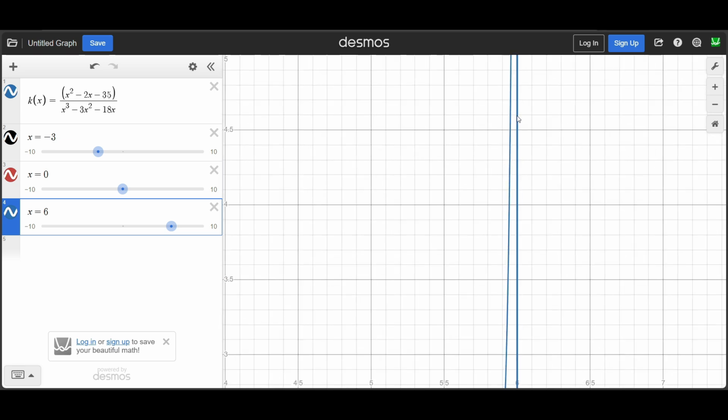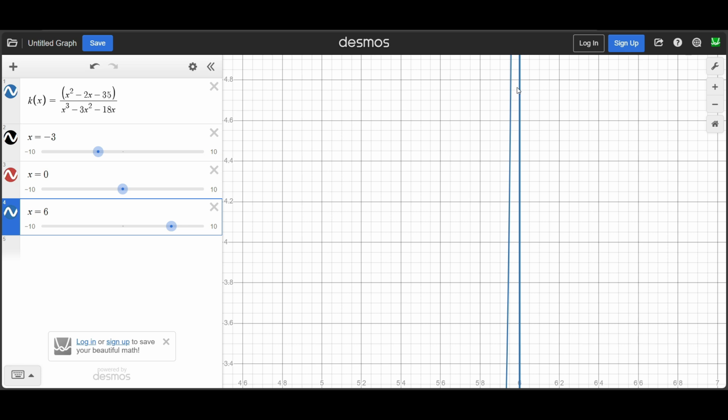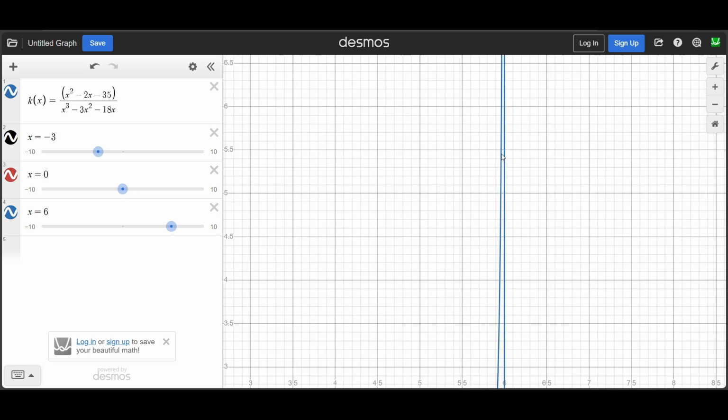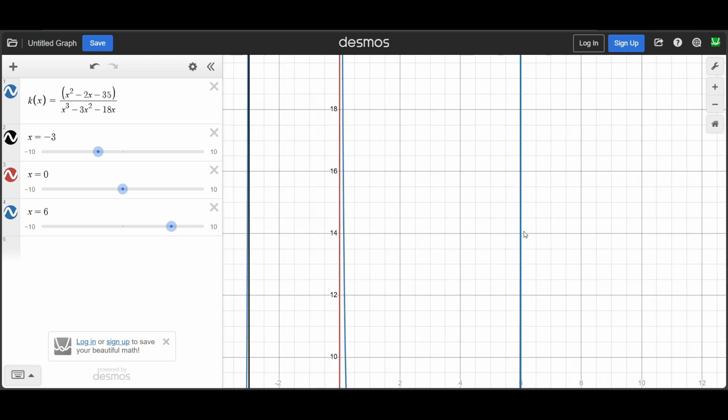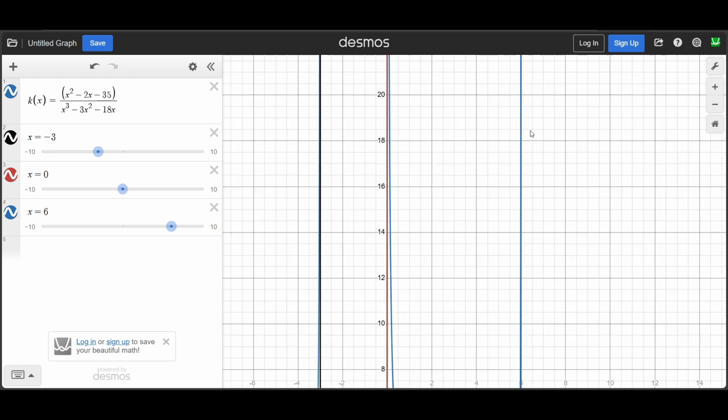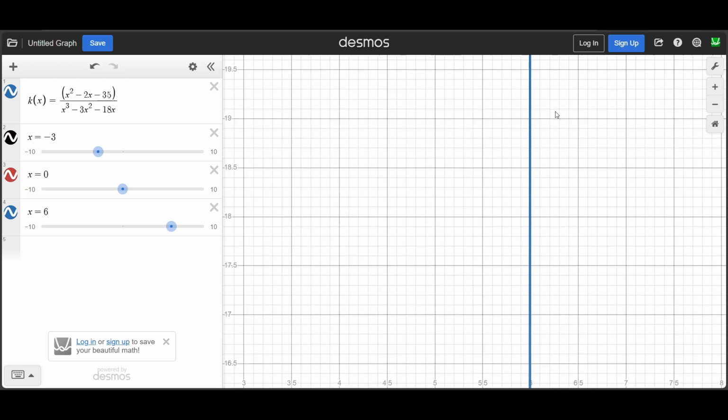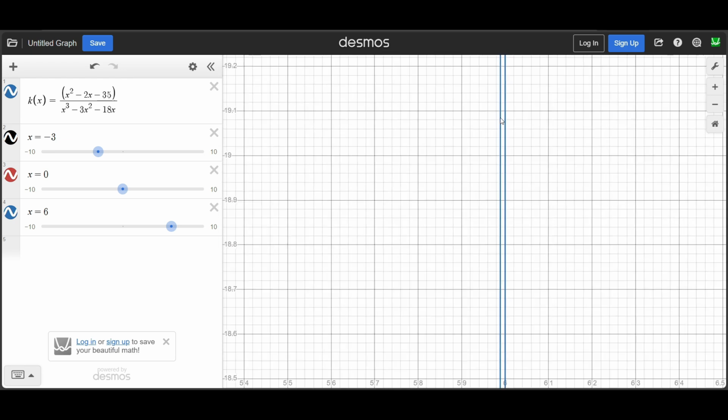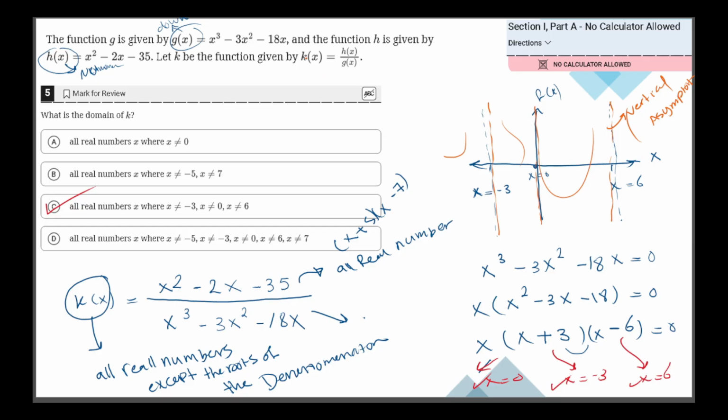k of x will not touch the vertical asymptote along the way. Maybe you will see them as identical, but if you zoom in, they will not touch, at x equals 6, x equals 0, and x equals negative 3. And that's how we complete solving this question.